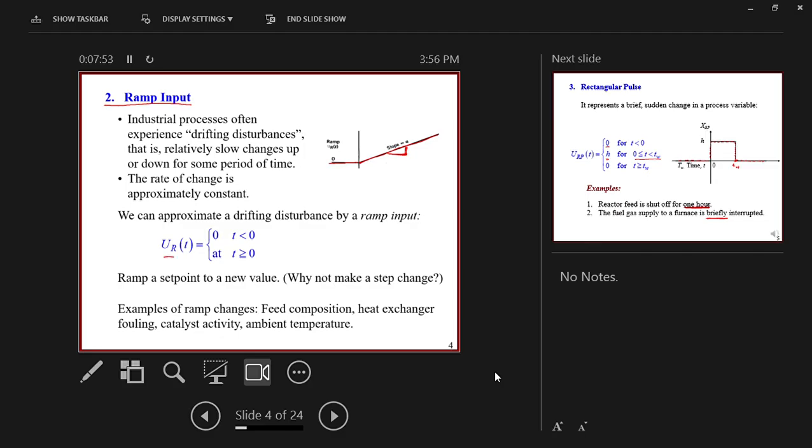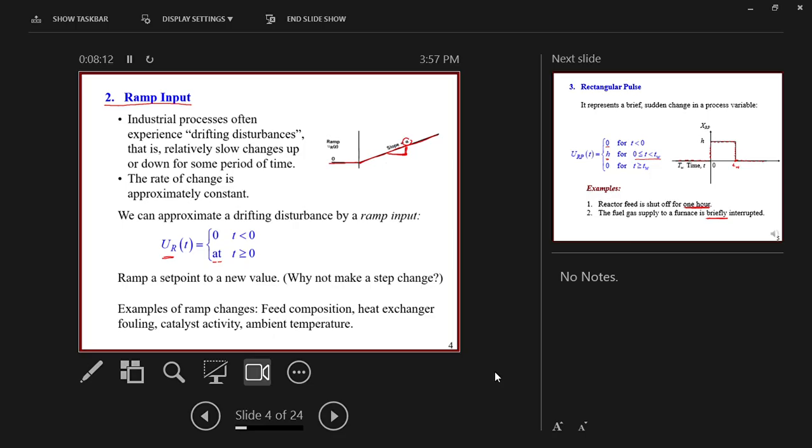To represent this mathematically, the change will be U of R. We will call it U of R, equal to A times t at time greater than 0, where A is the slope of the ramp function. So actually this is the slope, A, multiplied by time, t.